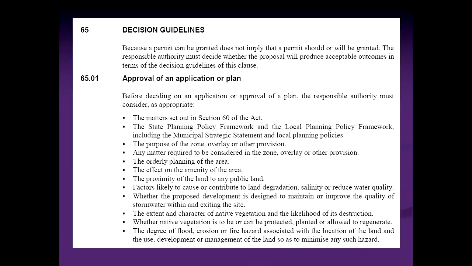Clause 65 is really important, and it says a couple of important things. Because a permit can be granted does not imply that a permit should or will be granted. This is a fundamental principle of the planning scheme. The planning system is not a licensing system. The planning system retains the right to refuse things.